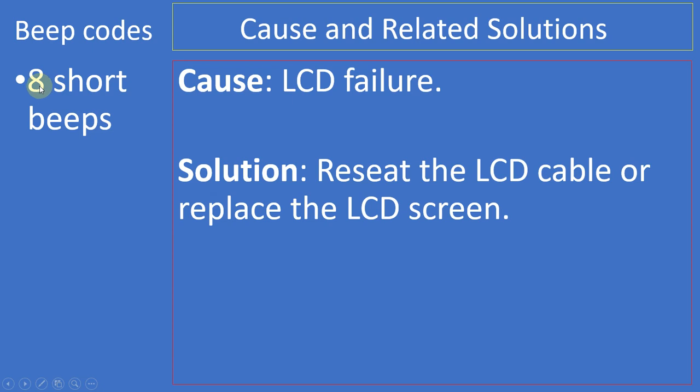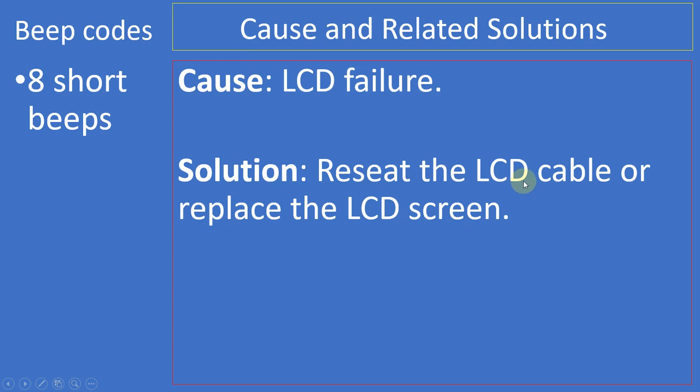So 8 short beeps means the cause is LCD failure. So the solution is to reset the LCD cable or replace the LCD screen. So when you hear 8 short beeps, it means that there's LCD failure, that the motherboard failed to detect the LCD screen. So the solution is to reset the LCD cable.